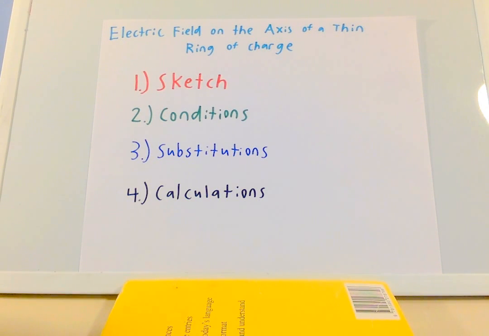Today I'm going to be walking you through finding the electric field on the axis of a thin ring of charge. Essentially I split it into four different sections to break it down. I call them sketch, conditions, substitutions, and calculations. The sketch and the substitutions should be the easiest to come up with. It's the conditions that take a little bit of memorizing and recognizing some geometric and trigonometric relationships. And the calculations is really the beast. There's a lot to deal with there.